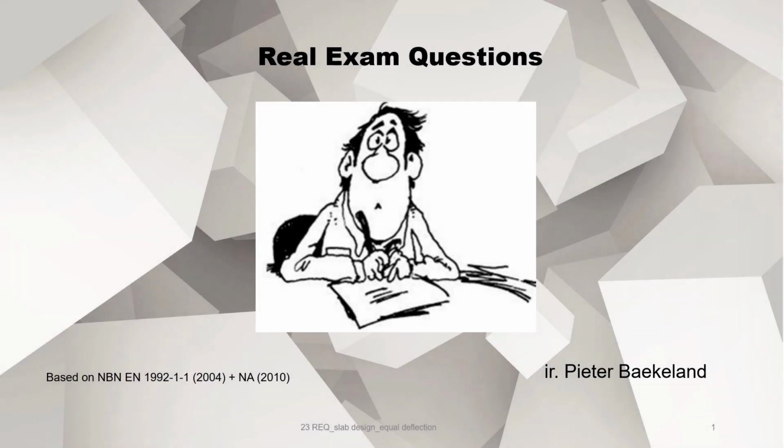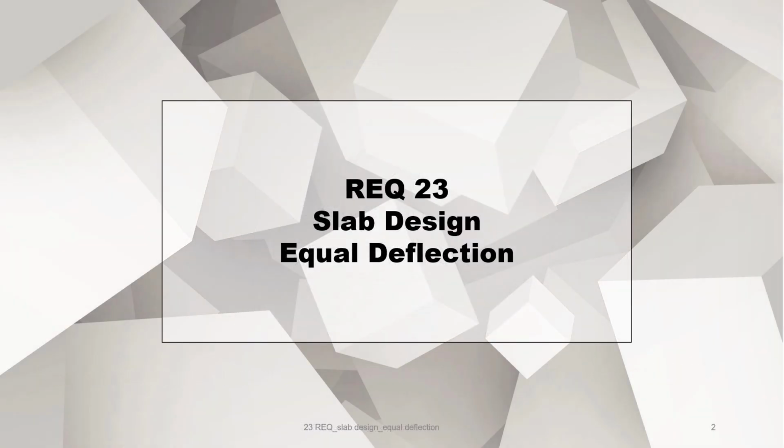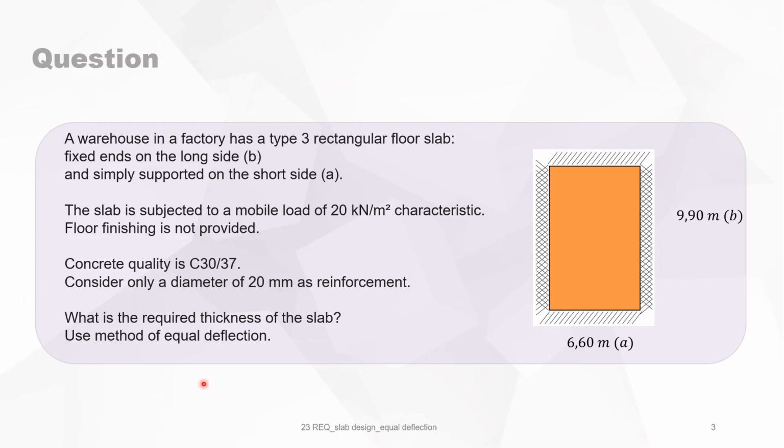Real exam questions. This is question 23 and it deals with slab design using the method of equal deflection. A warehouse in a factory has a type 3 rectangular floor slab. Type 3 means two sides simply supported and two sides fixed end.